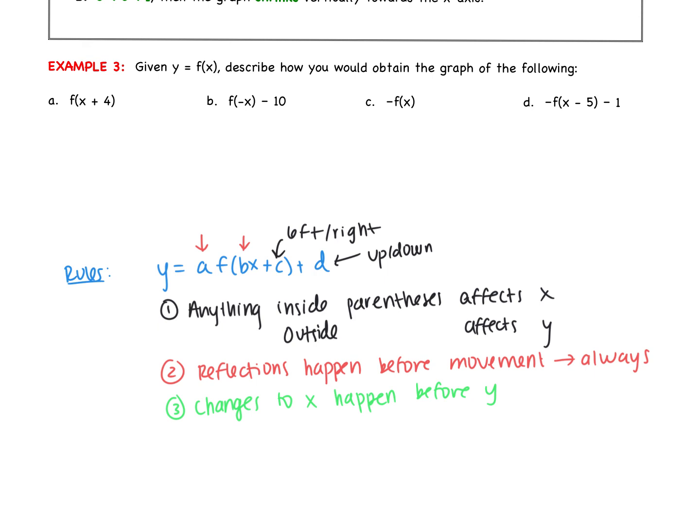Okay, if we look at example number 3, given y equals f of x, describe how you would obtain the graph of the following. So here should be your thought process. In A, f of x plus 4. First thing you got to ask yourself is, does that plus 4 affect x or y? So, x or y? X, right? Anything inside parentheses affects x. X is going to move us left or right. So what we have to figure out is, are we going to move left or right? Yeah, this is the one that's opposite of what you would think it would be. I would think plus 4 moves us right. X is the only one that's a little bit funky. So what this is going to do is it's going to move us left 4.